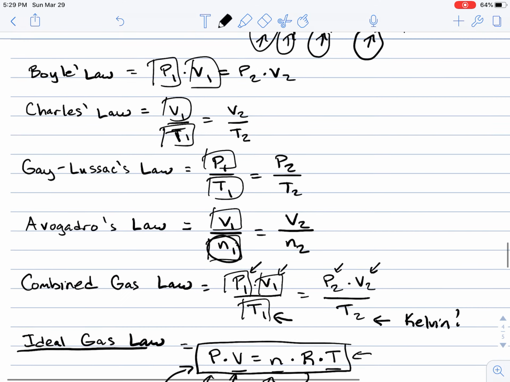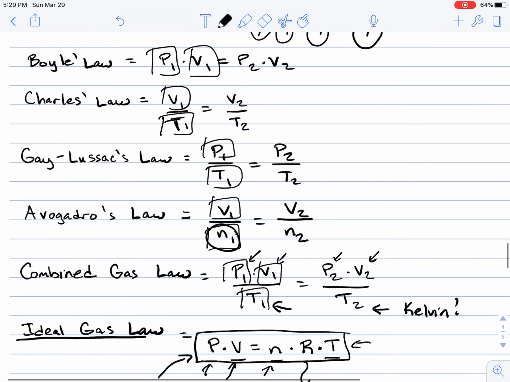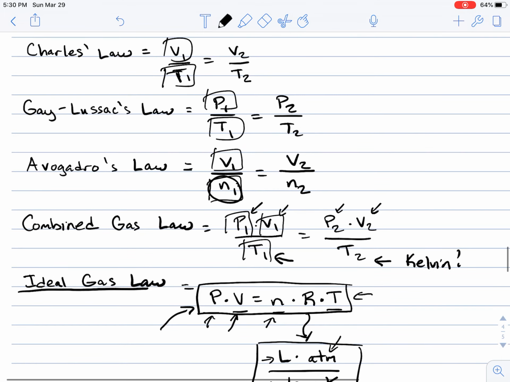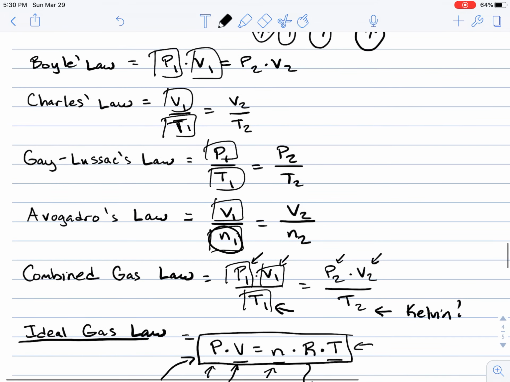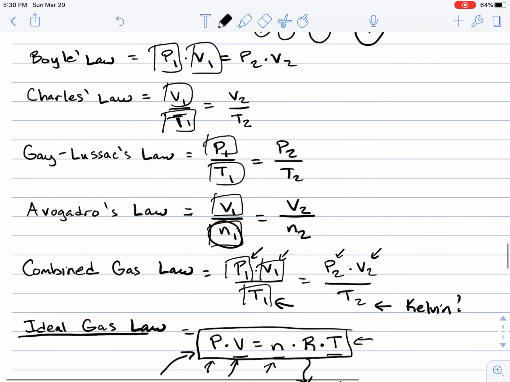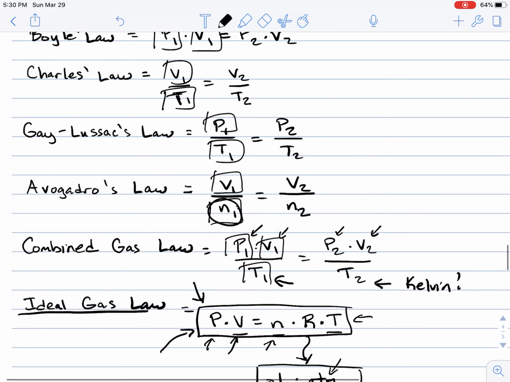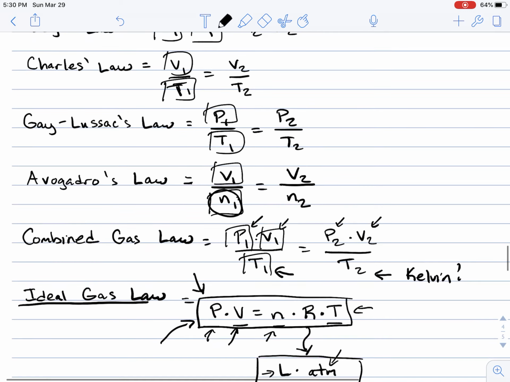And so when we work through these problems, I'll go ahead and highlight this just so everyone's clear on what equation to use. But overall, you always want to remember that if you're only given one value of pressure, one value of volume, one value of number of moles of gases, and one value of temperature, then you're going to be using the ideal gas law.